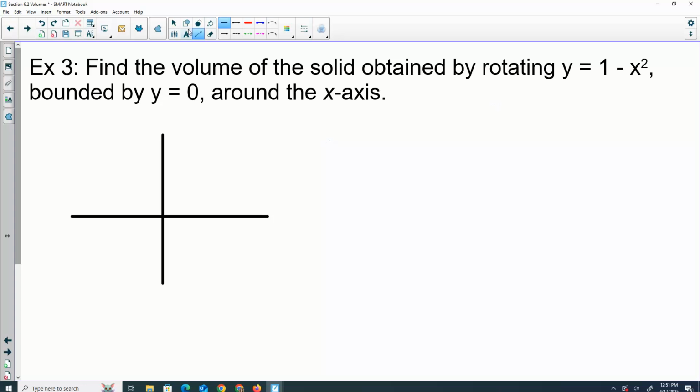Okay, if I asked you to graph 1 minus x squared, just plug in some points. If x is 0, you get 1. If x is 1, you get 0. If x is negative 1, you get 0. So this is just an upside down parabola. So it looks like that. But then I put some stipulations on it. It's bounded by y equals 0. What's y equals 0? The horizontal x-axis. So it's saying we're only looking for the part above that.